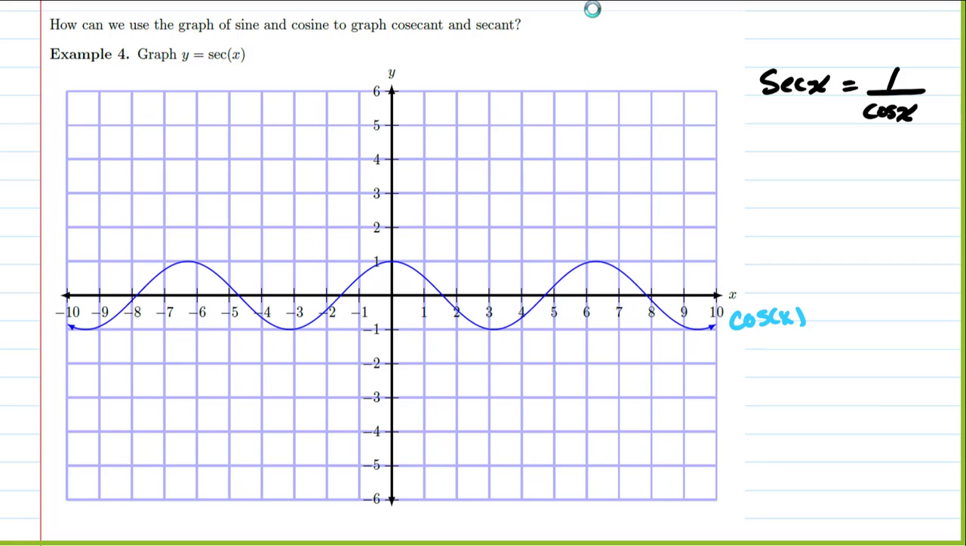So if I had a table of values for cosine, the secant would be 1 over that. Well, what's the y value right here? Well, 0, 1. The reciprocal of 1 is 1. So we get this same point.